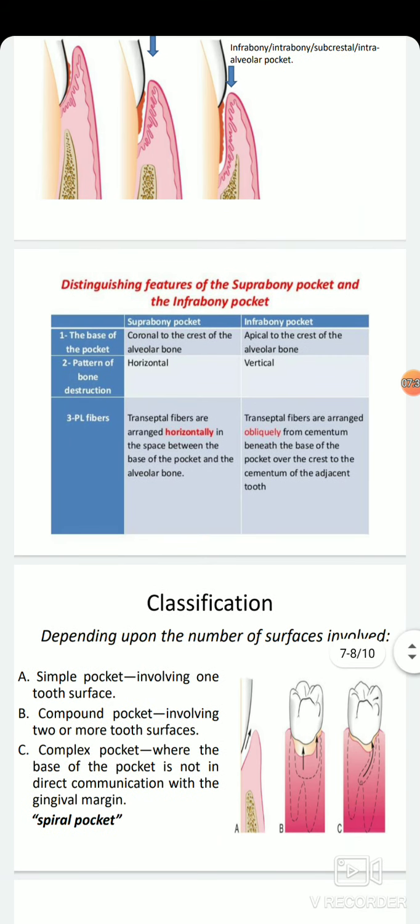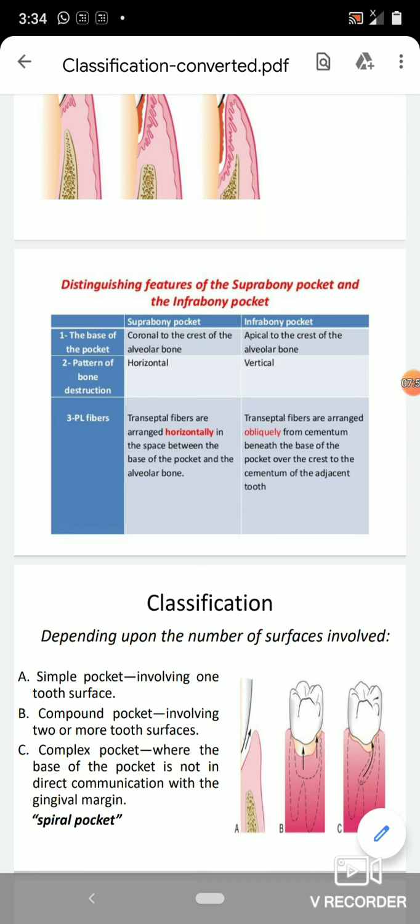And the third difference they have mentioned is the periodontal ligament fibers. The transeptal fibers are arranged horizontally in suprabony pockets, whereas the arrangement is oblique, from the cementum beneath the base of the pocket over the crest of the alveolar bone to the cementum of the adjacent tooth, in infrabony pockets.